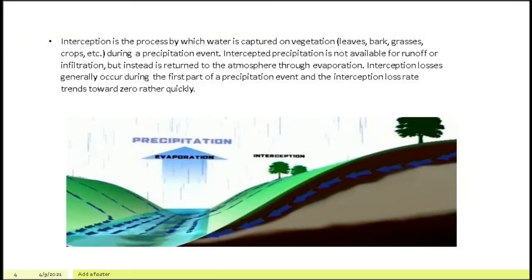Interception is the process by which water is captured on vegetation such as leaves, bark, grasses, crops, etc. during a precipitation event. Intercepted precipitation is not available for runoff or infiltration, but instead is returned to the atmosphere through evaporation. Interception losses generally occur during the first part of a precipitation event, and the interception loss rate trends toward zero rather quickly.